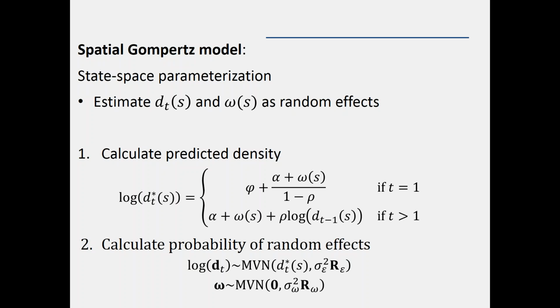Technology. Yeah. The second one is treating density as a parameter and omega as a parameter. And so I'm going to call this the state space parameterization. The history of that name is that a state space model is treating the state, in this case density, as a parameter.